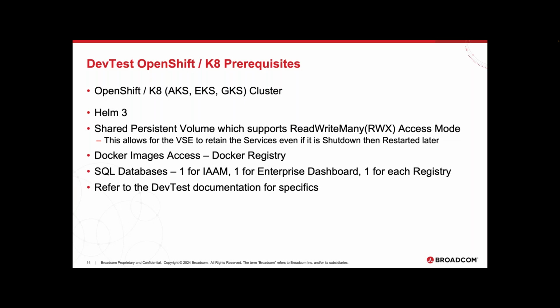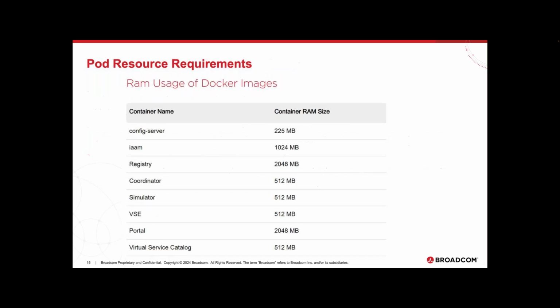Okay, so the fourth prerequisite is that you should have a database for IAM and enterprise dashboard, and one separate database for each registry in case you have multiple registries. You can refer to the documentation for more specifics, but these are the basic things we need before deploying dev test into the Kubernetes or OpenShift environment.